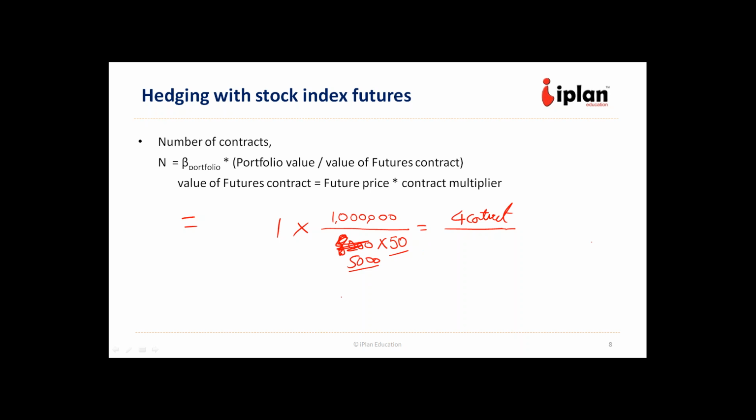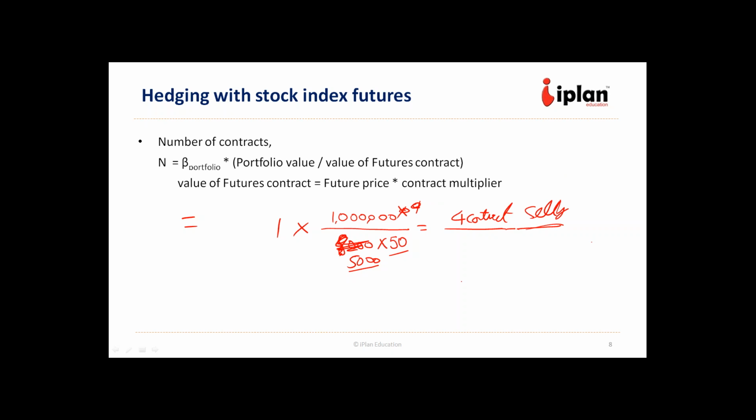Now, let's suppose this moves 1%. Portfolio value moves 1% because the price moved. So if it is moving 1% and you are doing a short contract, you're selling 4 contracts of Nifty, selling Nifty. So what happens if the beta is 1?